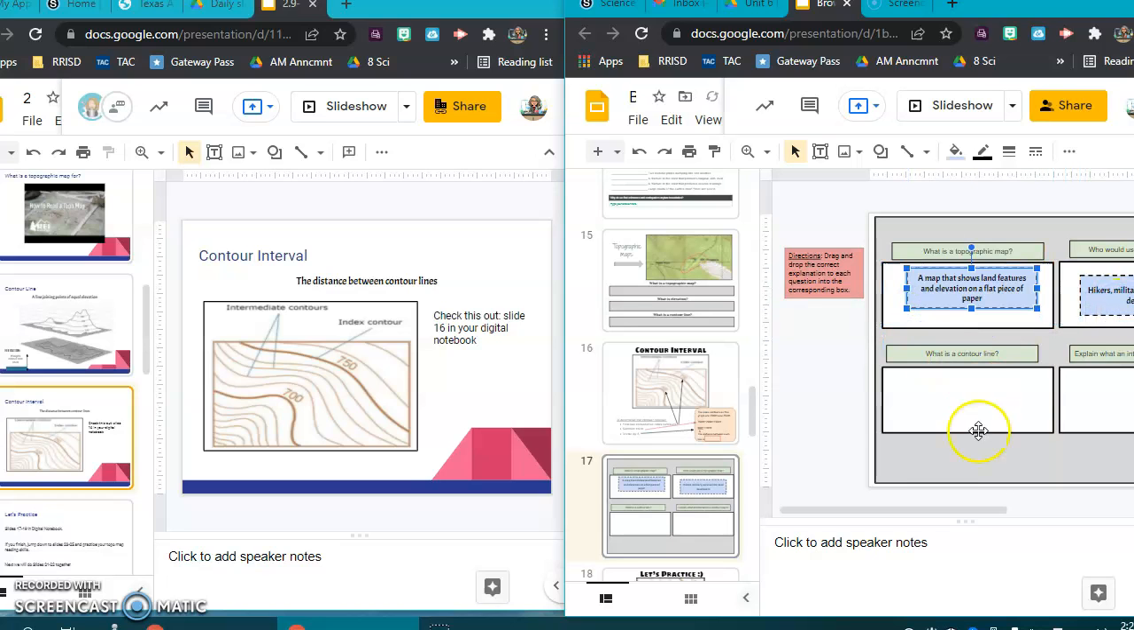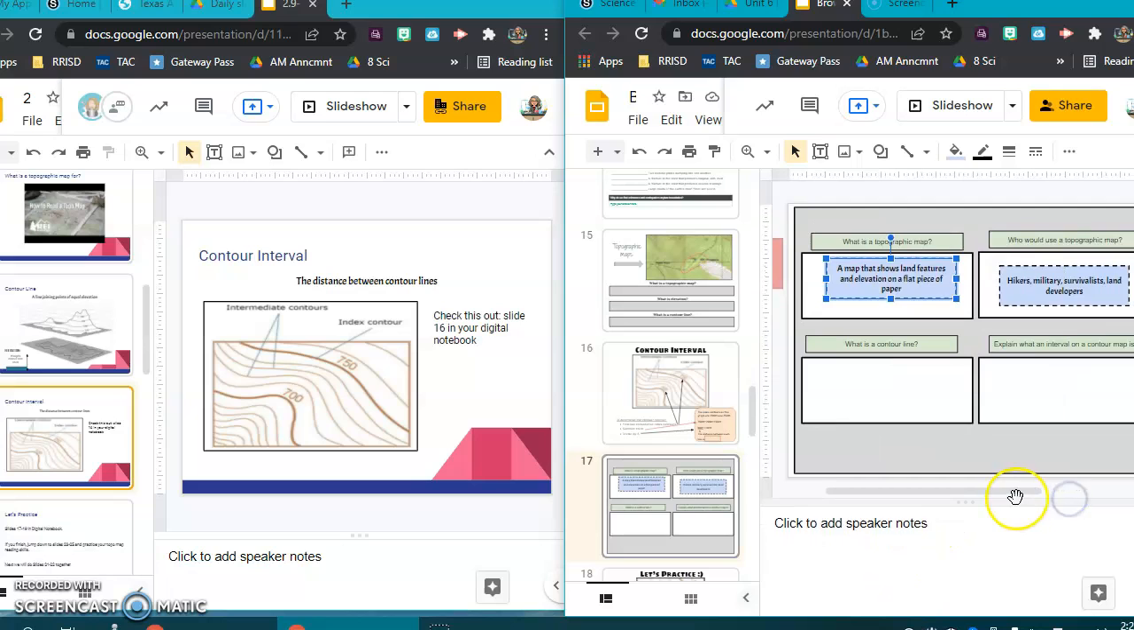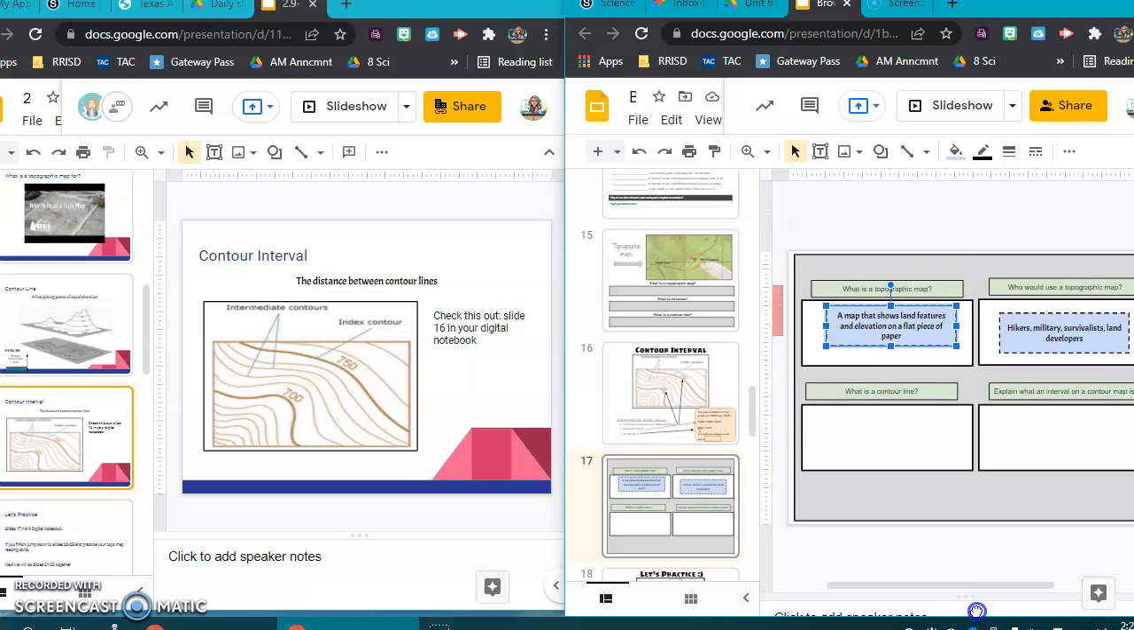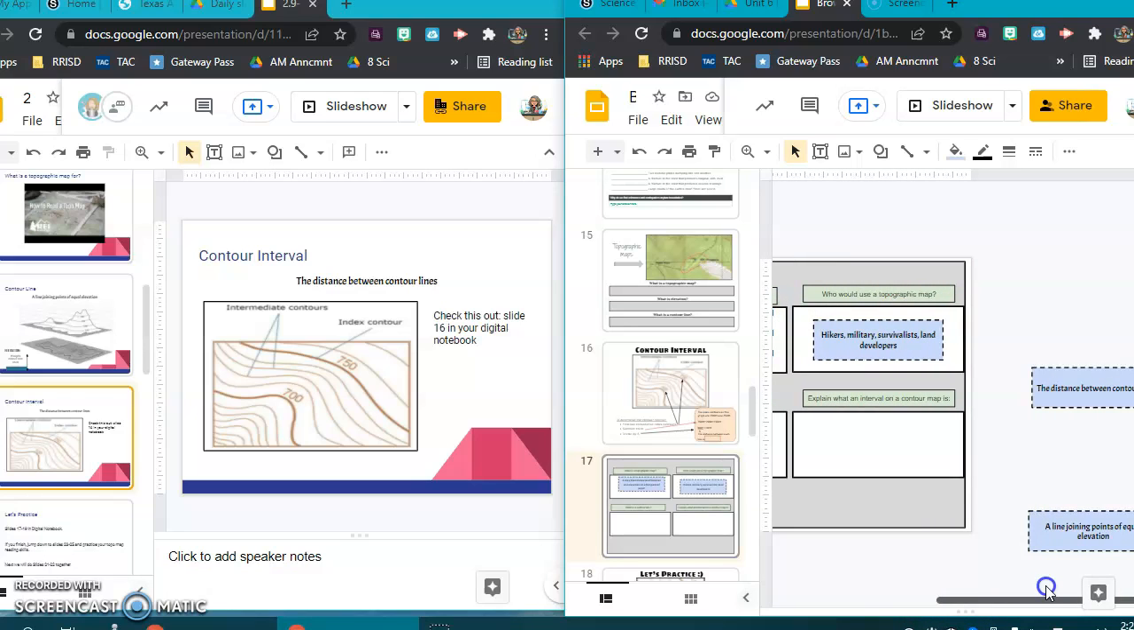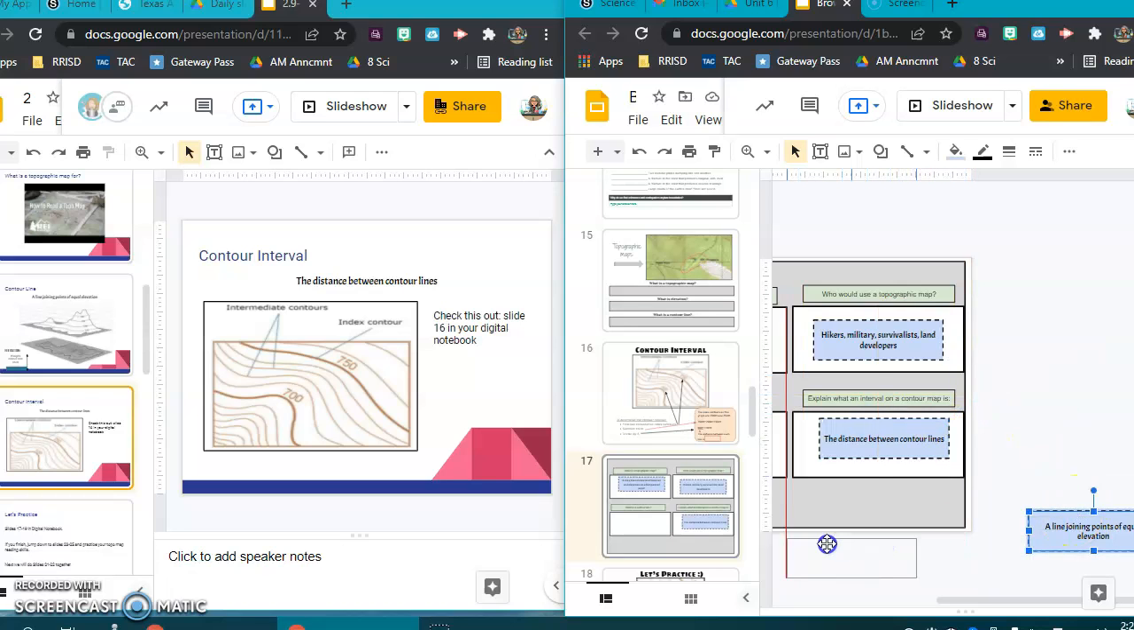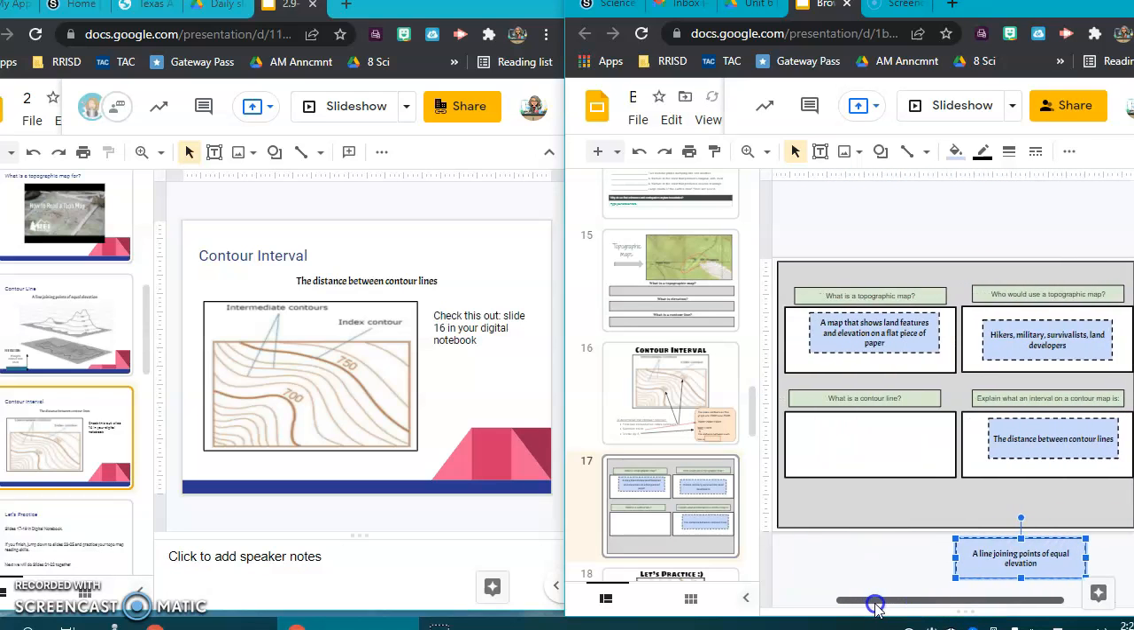There's a topographic map. What is a contour line? After watching that video, you should be able to answer that question. So this shouldn't be too difficult for you to work through. And what is an interval? It's the distance between contour lines. Remove our little friend over here. And a contour line is a line joining points of equal elevation. So there you go.